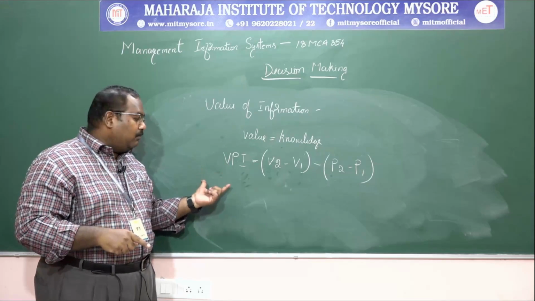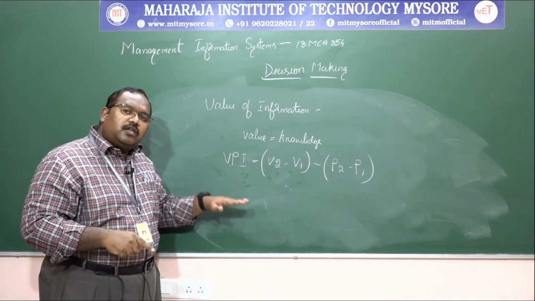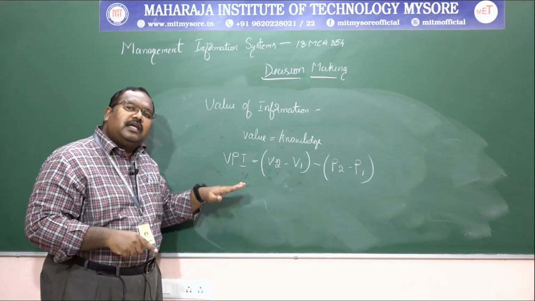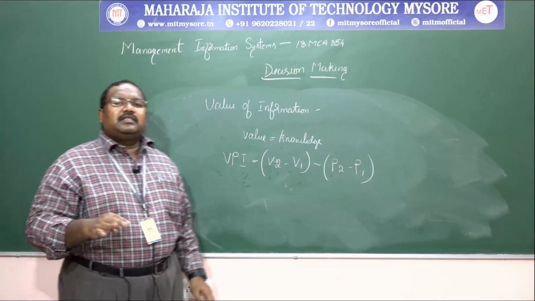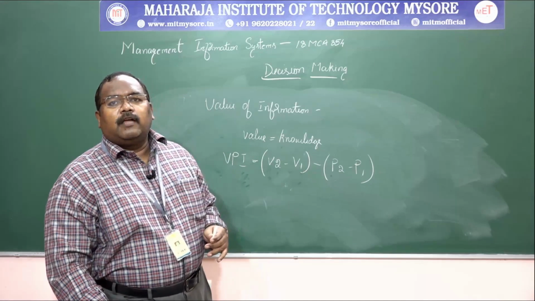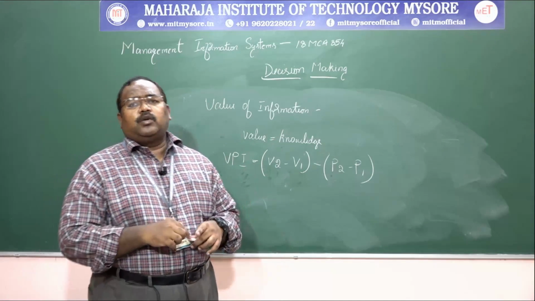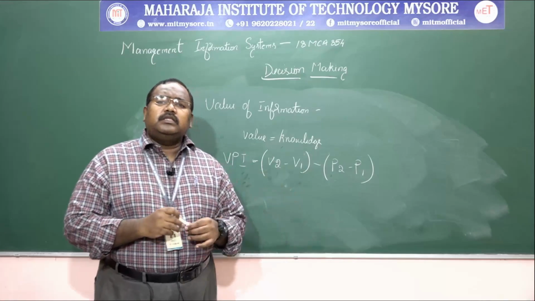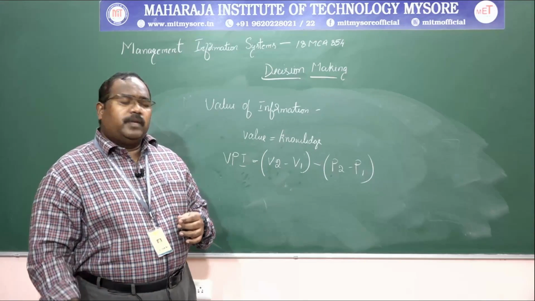If the value of this VPI goes low, or sometimes even reaches a decimal point, then it has no value, or that additional value is totally zero, which is of no use with respect to decision making. This is called the value of the information.